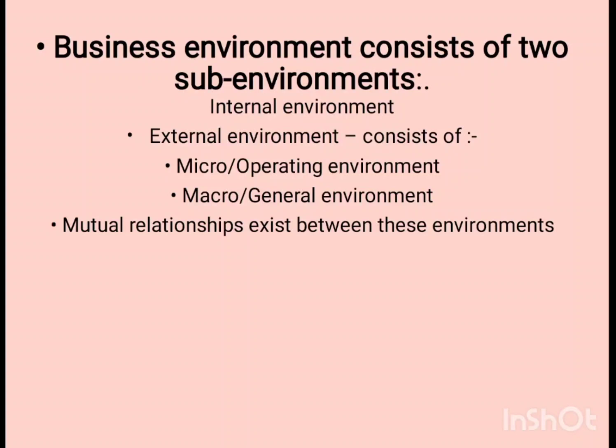Now we discuss what is the external environment. The external environment consists of the factors that exist outside the business and are beyond our control. For example, a company has almost no control over the national income, or over the government policy. Next, we have two types of the external environment. The first one is micro, which is called the operating environment, and the second one is macro, which is called the general environment. A mutual relationship exists between these environments.